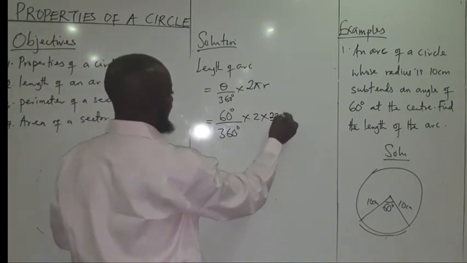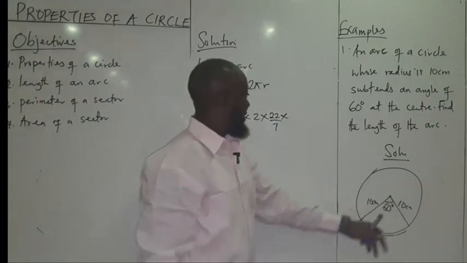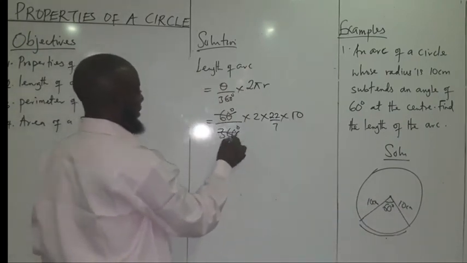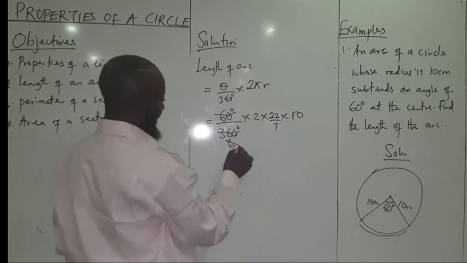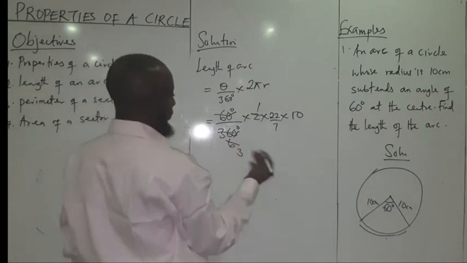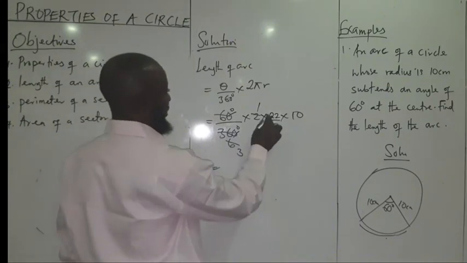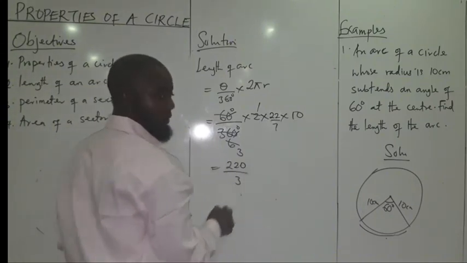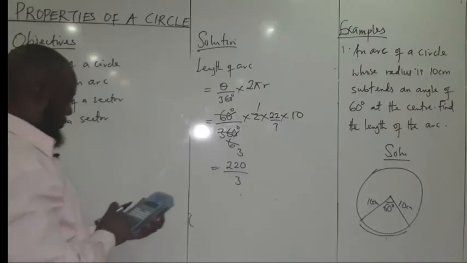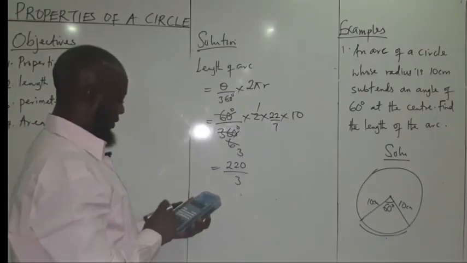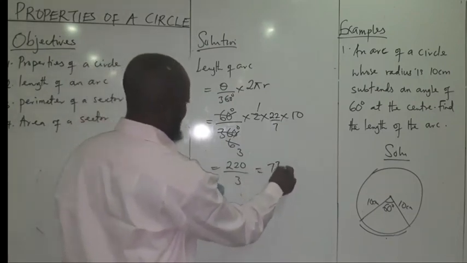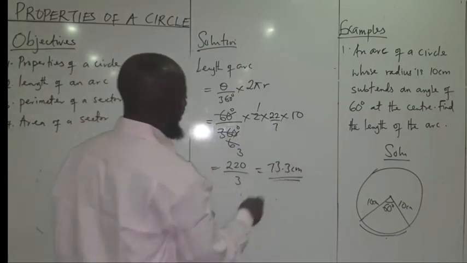22 divided by 7. What is the radius? The radius is 10. Then we calculate it. So 0 cancels 0. 6 here 1, 6 here 1, 6. 2 here, that is 3. 2 cancels 2. So that means we have 22 times 10, that is 220, divided by 3. So 220 divided by 3 gives us 73.3 centimeters. So that is the answer.